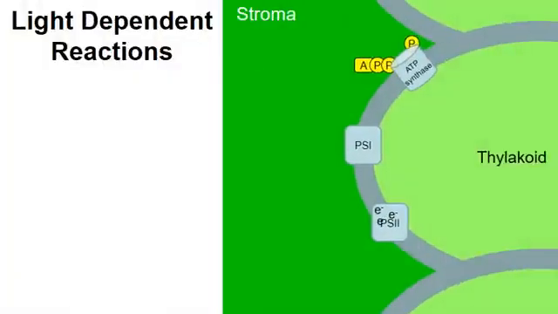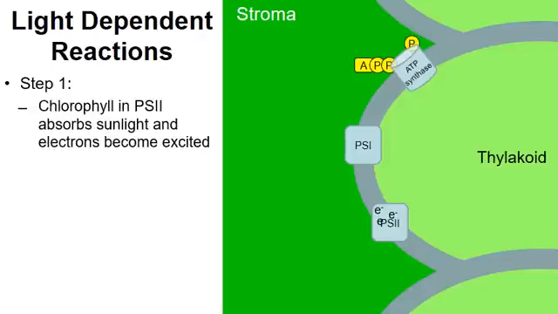So now let's get into some of the details of the light-dependent reactions. We're going to break this down into a few steps. So step number one, chlorophyll in photosystem number 2 will absorb sunlight. Now, even though it's called photosystem number 2, it's actually the first in the chain of events. They were named photosystem 1 and photosystem 2 by the order in which they were discovered, not the order in which they perform their function. So you kind of have to get over that backwards name right there.